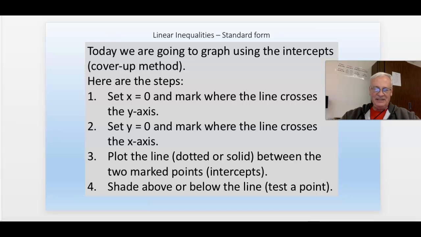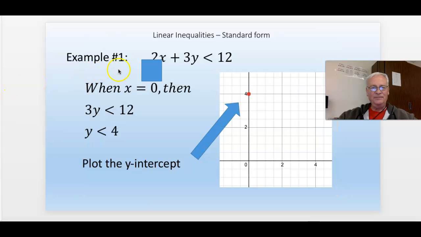All right, it's either dotted or solid, remember, and then you shade above or below the line. And the way you can do that is to test a point and just test the origin. All right, if the origin, the 0, 0, is a part of the solution, then shade that part. If it's not a part of the solution, then shade the other part. All right, let's look at an example.